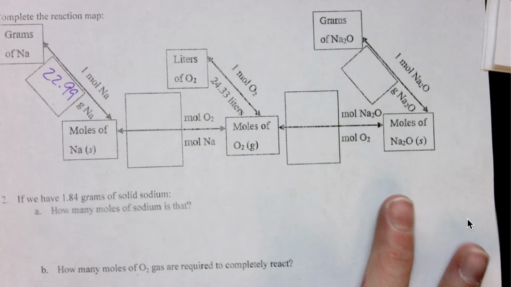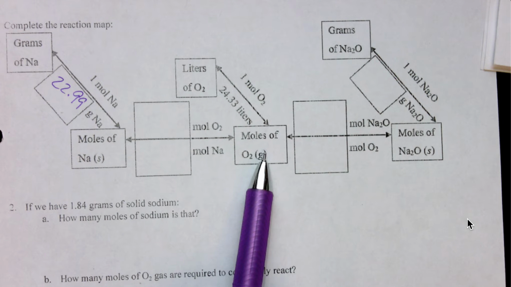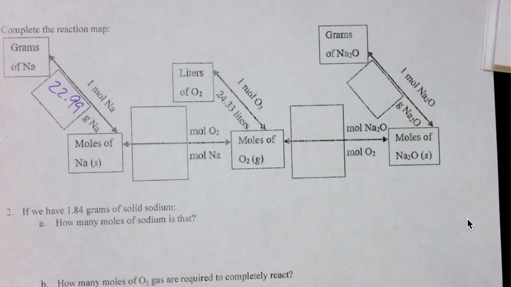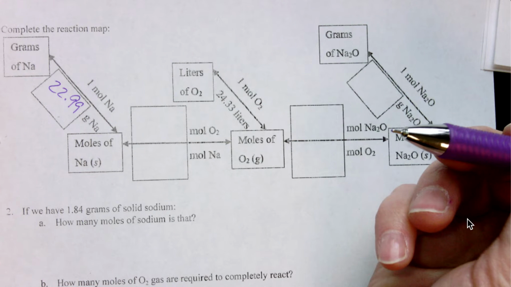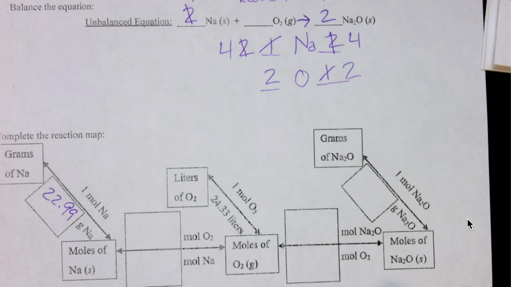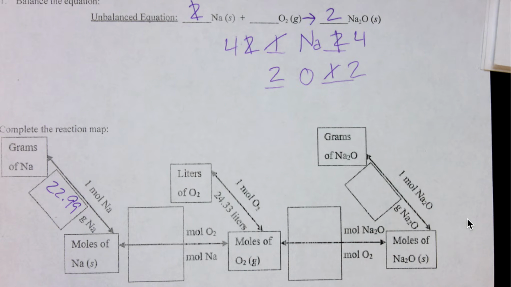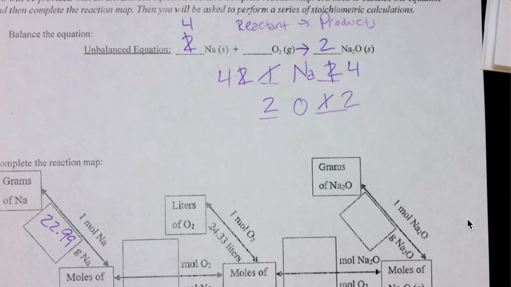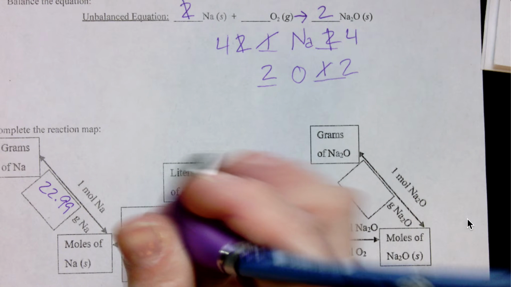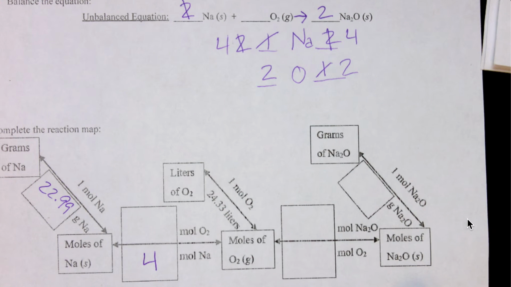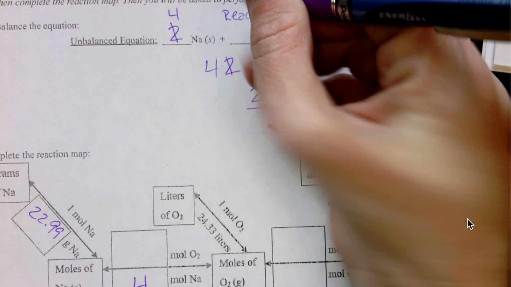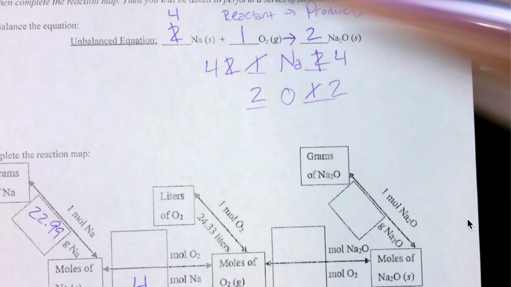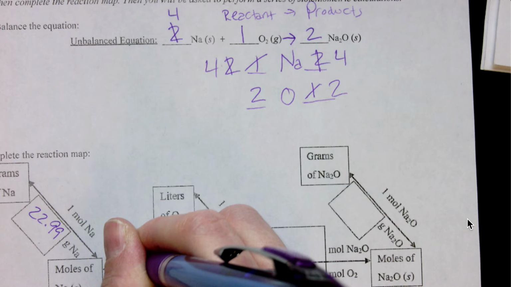Next, to convert from moles of sodium to moles of O2, I need to put my stoichiometric ratios here. So I look up at my balanced equation. The coefficient in front of sodium is a 4. So I'm going to put a 4 right here. The coefficient in front of the oxygen, there's no coefficient there, so we can assume that it's a 1. So I'm just going to put a 1 there.